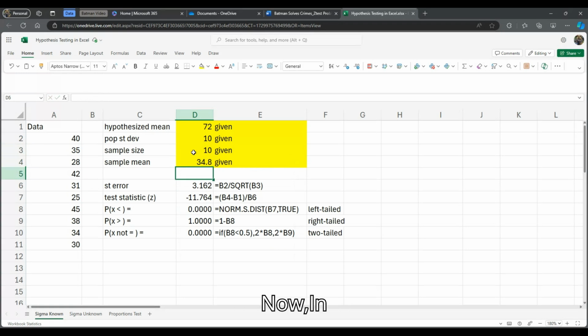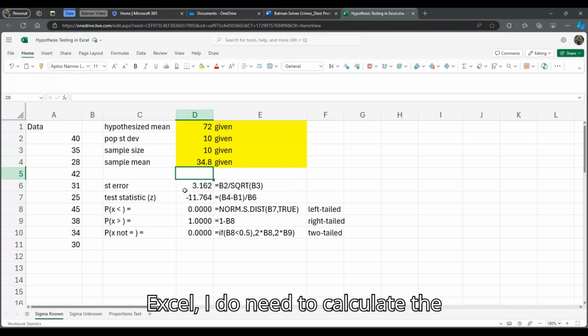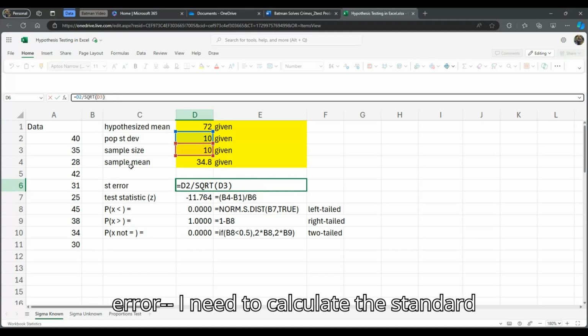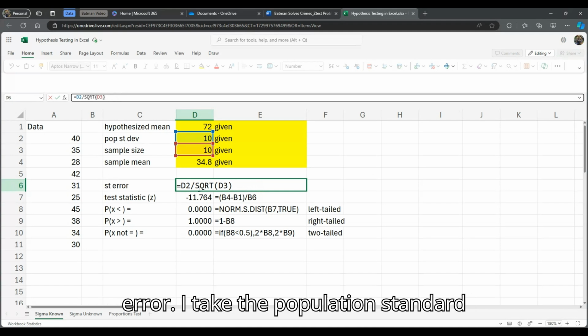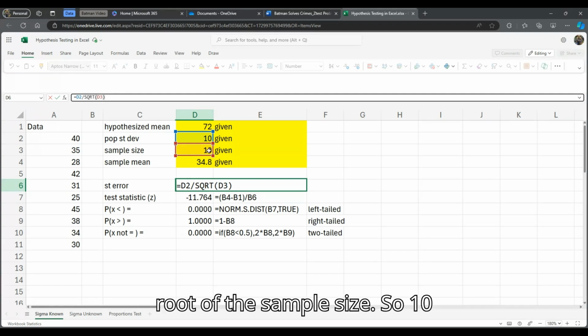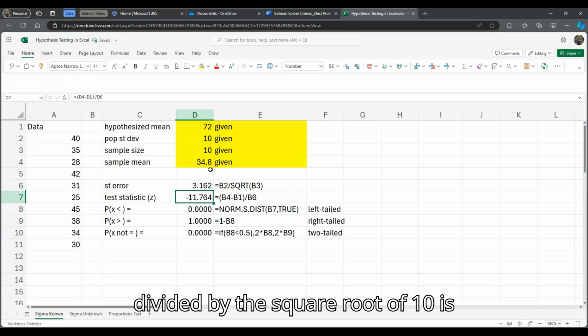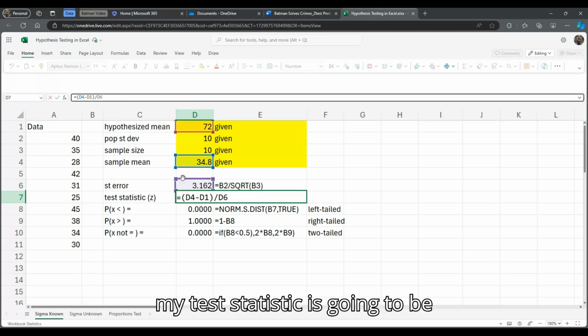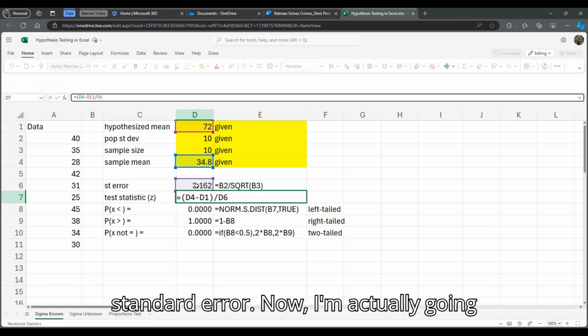Now, in Excel, I do need to calculate the standard error. I take the population standard deviation and I divide it by the square root of the sample size. So 10 divided by the square root of 10 is approximately 3.16. Now my test statistic, right, is going to be my sample mean minus mu divided by the standard error.